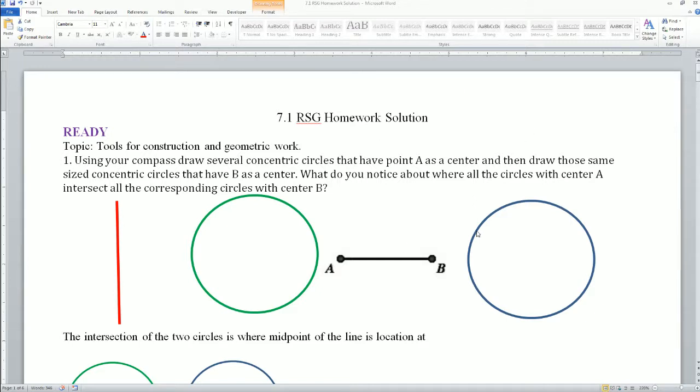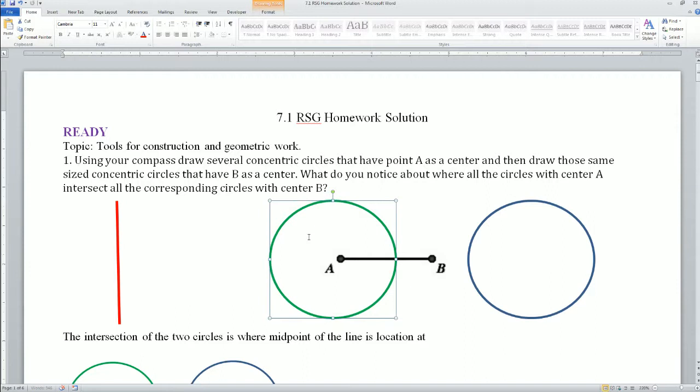Here, what they're asking us to do is, using a compass, draw several circles that have the point A as the center, and those that have the point B as the center. What do you notice about the circle with the center and its intersection? So the green one is going to have A in the center, and the blue circle is going to have B in its center.